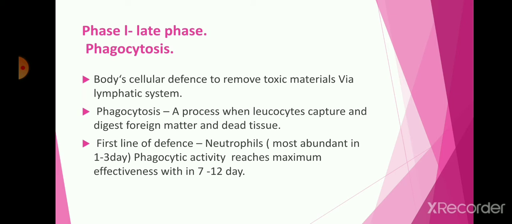For example, neutrophils are most abundant in 1 to 3 hours. Whenever we get an injury, at the site of injury neutrophils are the most abundant, because neutrophils are the phagocytic cells which engulf the bacteria or microorganism at the injured site. Phagocytic activity reaches maximum effectiveness within 7 to 12 days.